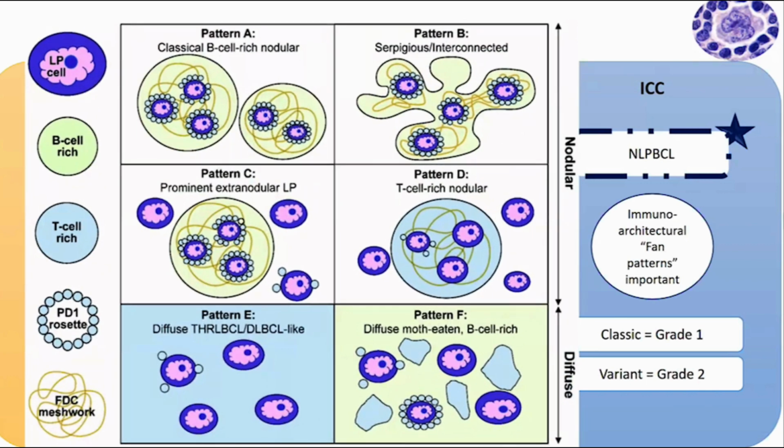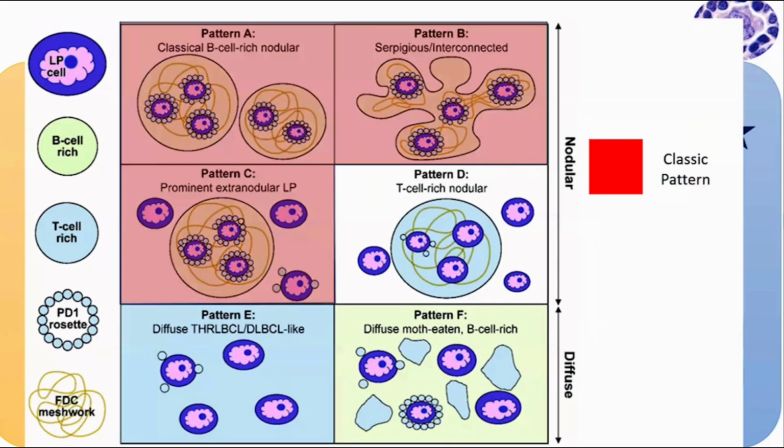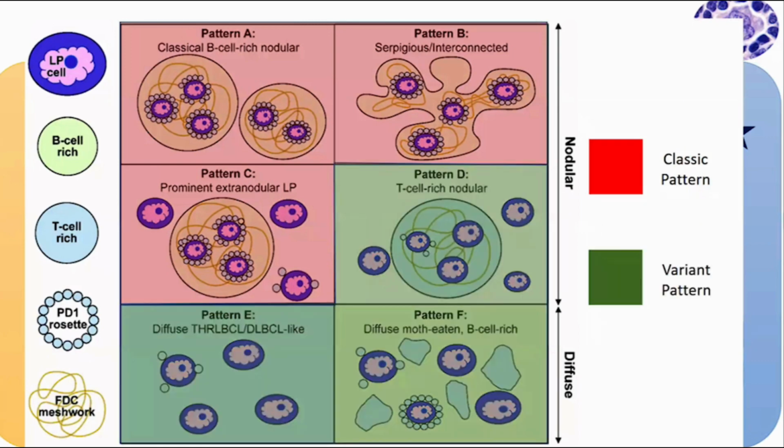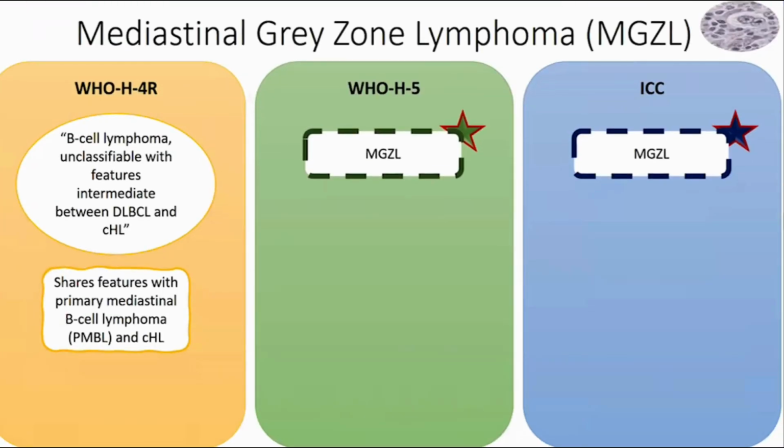So what are these patterns? We'll go through them very quickly. Basically, the patterns that have a preserved nodular architecture are called the classic patterns. Those that have a loss of this nodular pattern, increased infiltration by T cells, and a more aggressive clinical course, so patterns D through F, are called variant patterns, and this is especially true of grade 2, which should be treated more similarly to DLBCL because of the more aggressive clinical course.